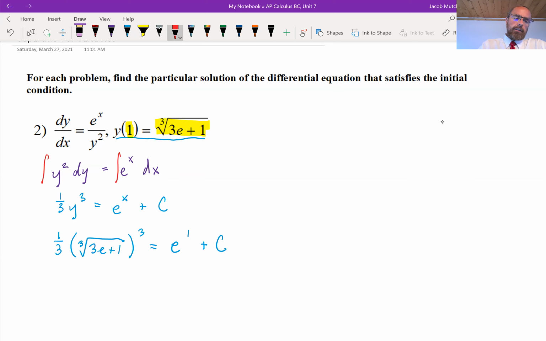I see that I've got a cube of a cube root. Those are inverse operations, so they'll cancel out. Then I've got 1/3 times 3e plus 1 on the left, which is going to be e plus 1/3. The right side is pretty much as it is, e plus c. With a simple subtraction of e from both sides, we get the value of c is equal to 1/3.